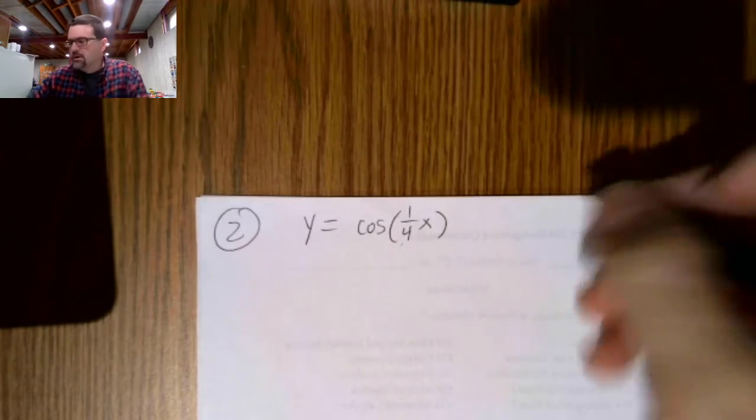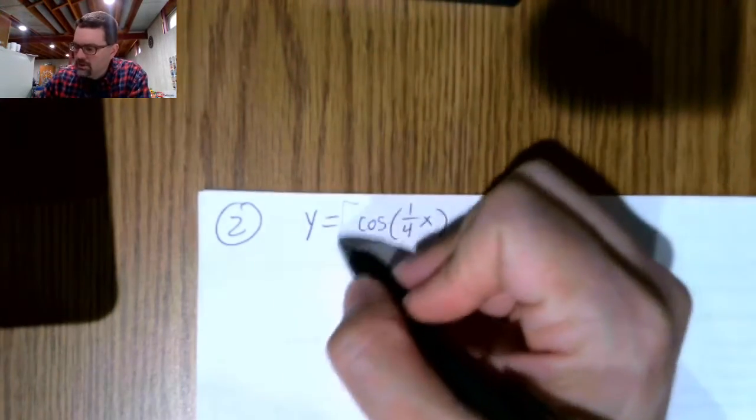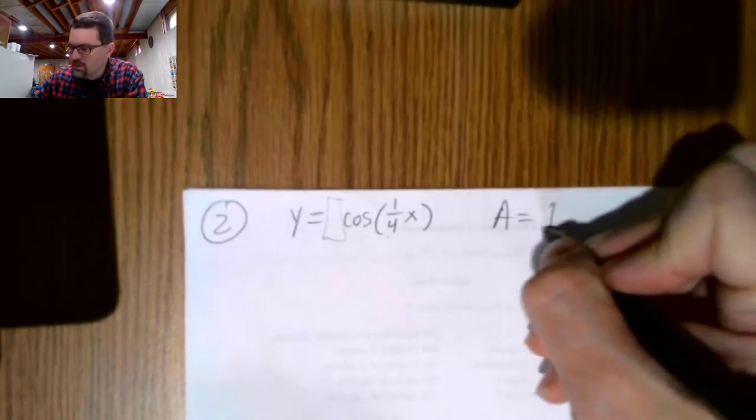There we go. Alright, first off, amplitude. Well, nothing written in front, so amplitude is 1.